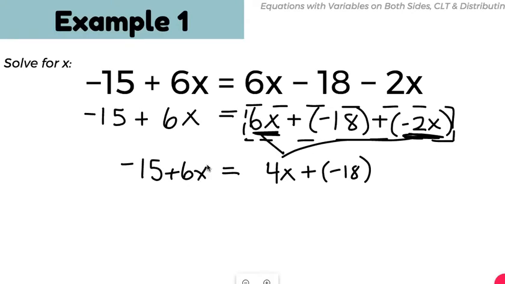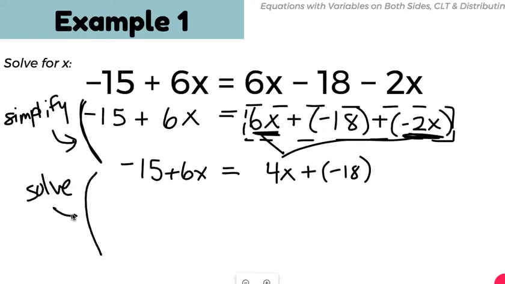Remember, when you're simplifying, nothing is going across the equal sign. When we simplify, we're just focusing on one side and we're following the order of operations to combine things that are alike or distribute or whatever. So these two steps are simplify steps. Now I can solve.